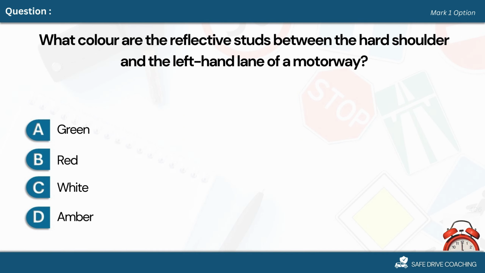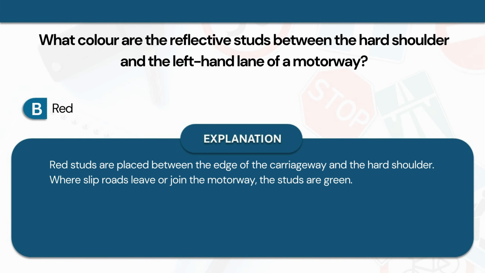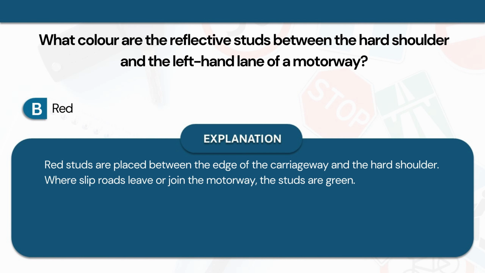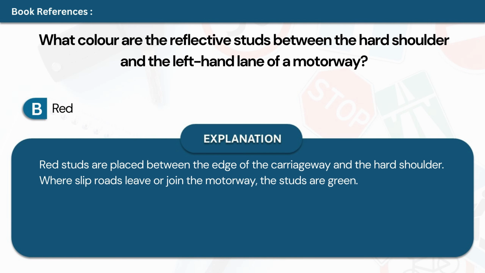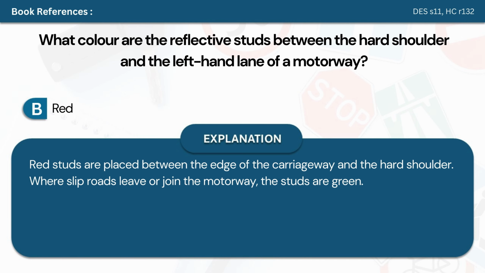The correct answer is B. Red. Red studs are placed between the edge of the carriageway and the hard shoulder. Where slip roads leave or join the motorway, the studs are green.